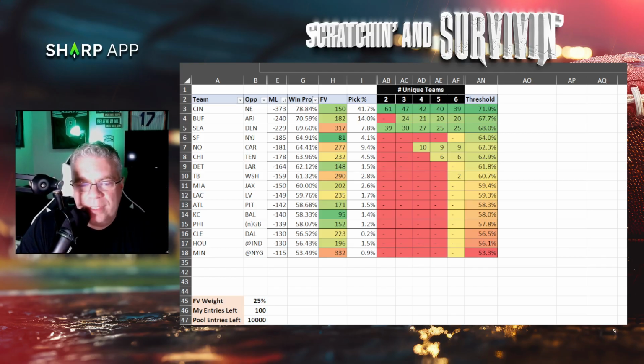Now, if you look down on the bottom here, I've got FV weight at 25% right now. My entries, I've got 100. Now, this can all change. These are all variables here that are going to change how the spreadsheet is being calculated.